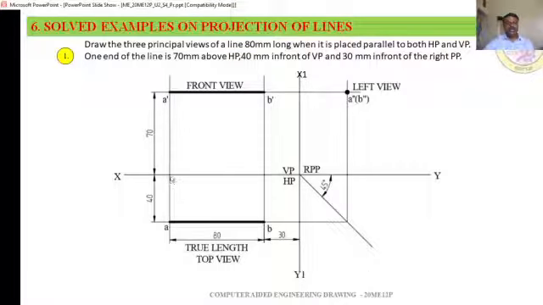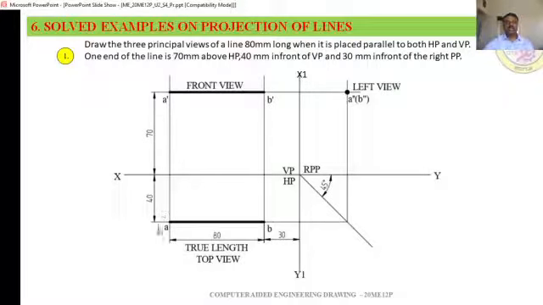One end of the line, from this intersection, is 70 mm above HP. You draw a vertical line or vertical projector, measure 70 mm and locate this A dash, one end of the line. And 40 mm in front of VP is given. So from here you measure 40 millimeters. So on the vertical line or vertical projector, locate A. Now one end is located.